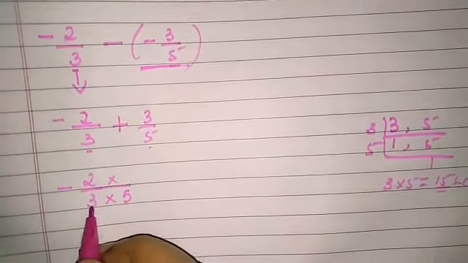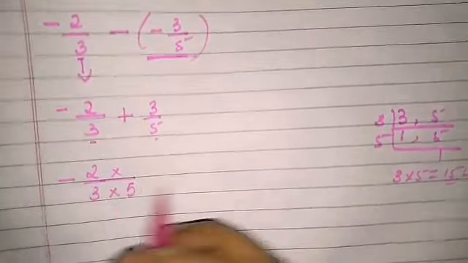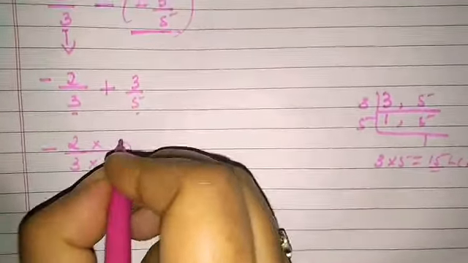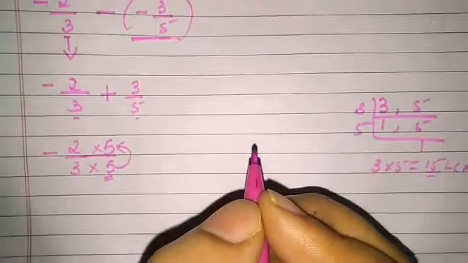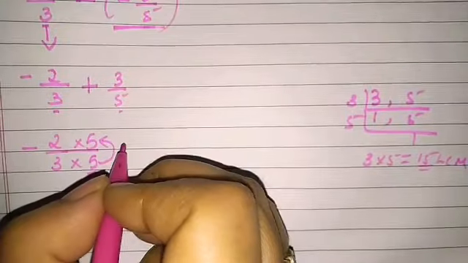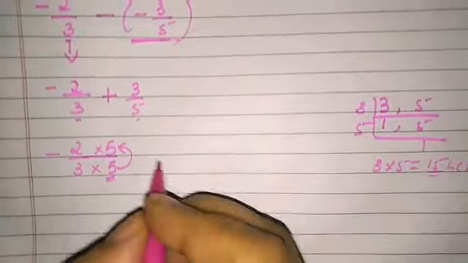So what you get is 3 into 5. 3 5s are 15. So 15 divided by 3 gives you 5. Now take this 5 here. Multiply the numerator also with whatever answer you got after dividing the LCM with the denominator.